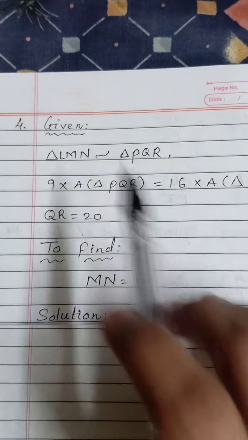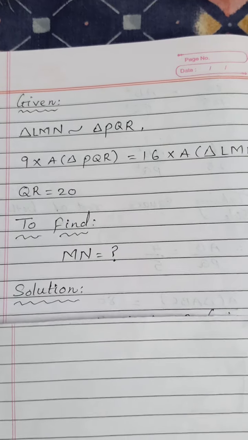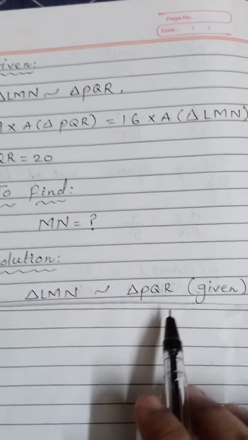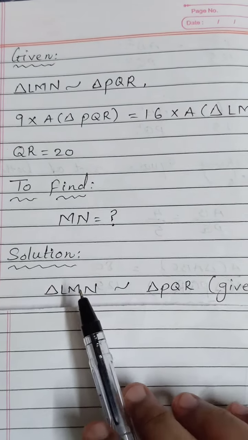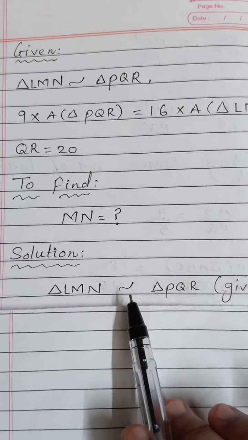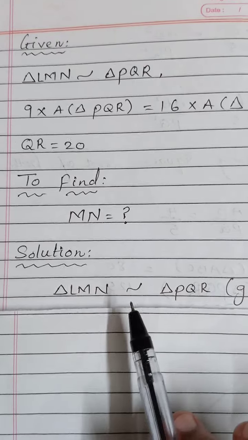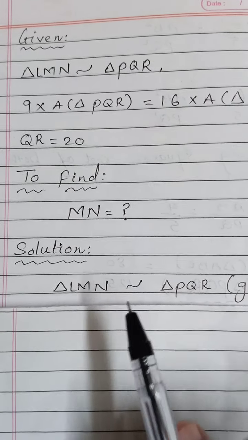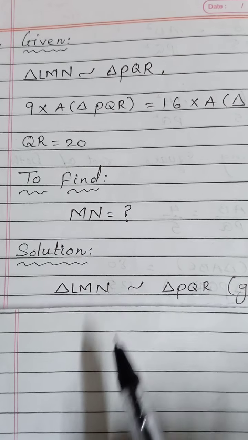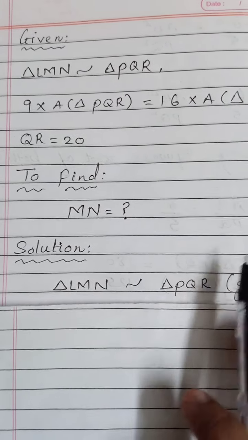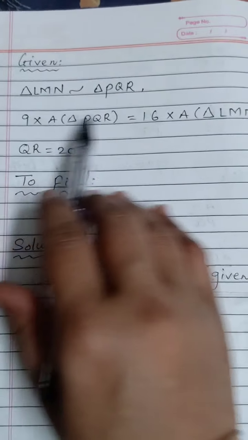In the first line of the solution, first of all we will write that these two triangles are similar, and we have taken it as given. Now it is very important why we write this first line. If the two triangles are similar, then only we can apply the theorem of areas of similar triangles, otherwise not. Therefore this is the necessary condition. So first we write that the two triangles are similar, then we apply the theorem. Before applying the theorem, first of all we will solve the given equation.